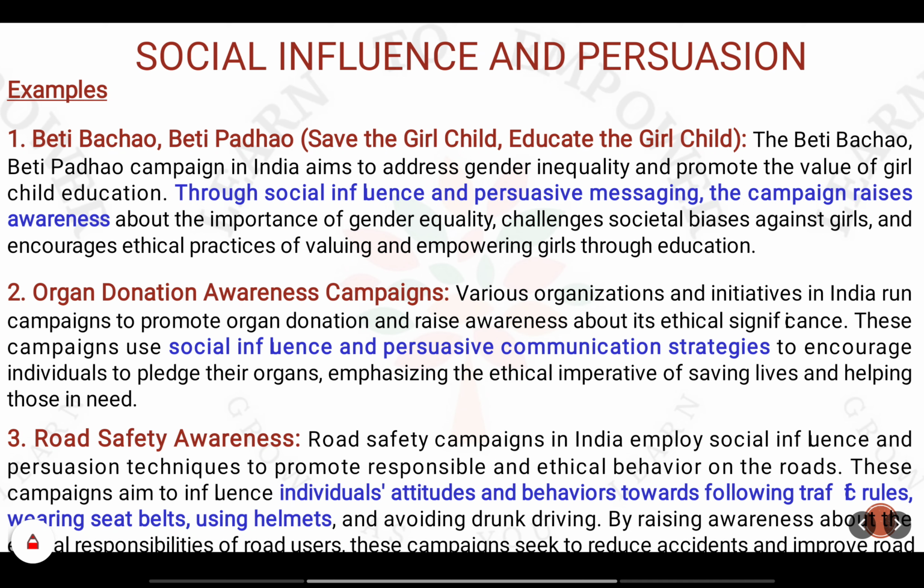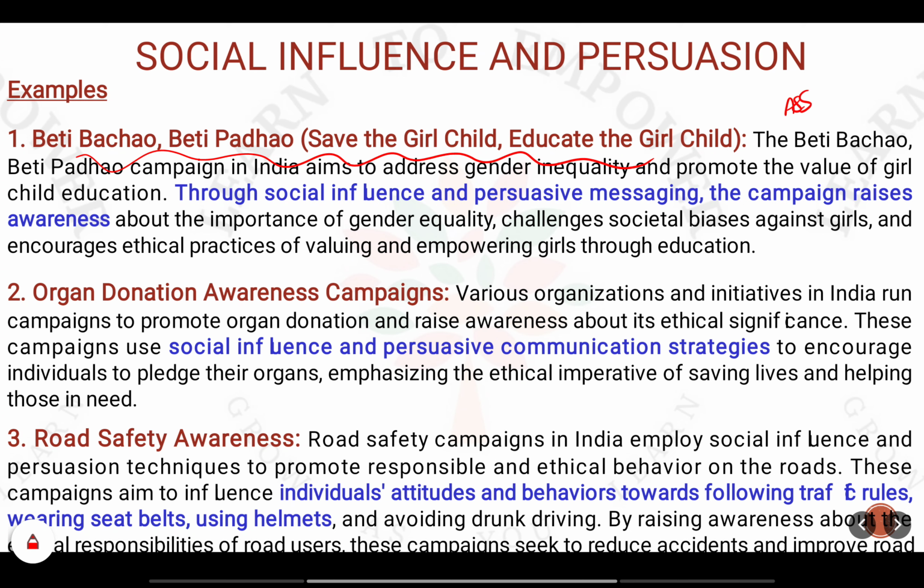Some of the examples of social influence and persuasion is the Beti Bachao Beti Padhao government scheme, right? The primary agenda in India is what? To save the girl child. Because of the female infanticide that has been happening over a period of time, the attitudinal change was not happening. The social persuasion technique that has been applied had not worked. Now, what is the traditional way of believing that a woman is always what? A liability of the particular family. Now, how do we convert that idea into an asset?